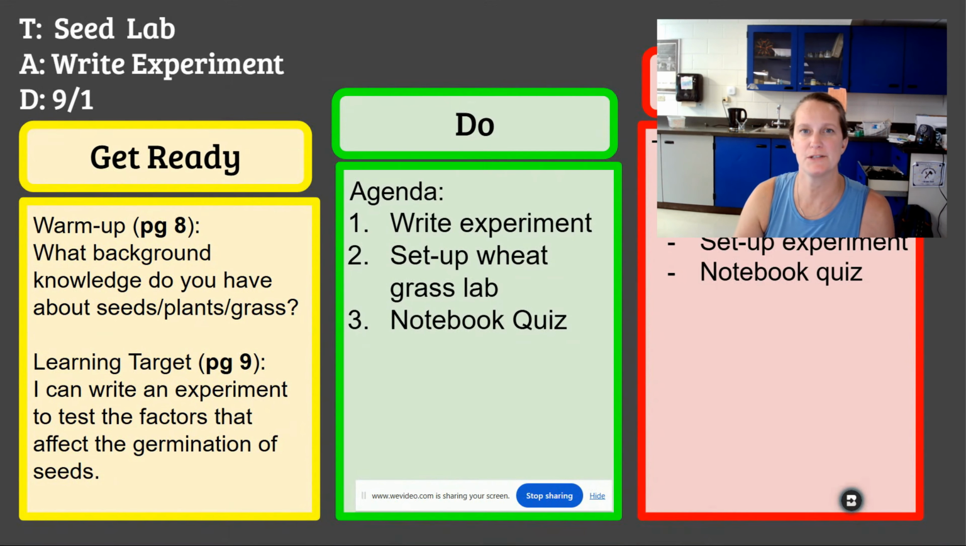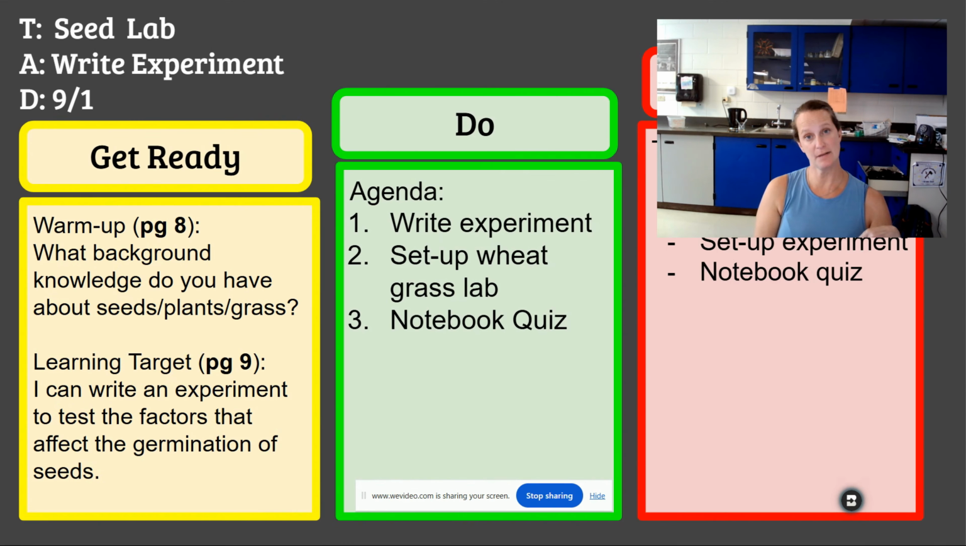Today, what we're going to do is set up our experiment for the grass. So we are going to decide what it is that we are going to change. What's our independent variable going to be? You are going to write up a paragraph telling me what the problem is, how you are changing your independent variable, how you are measuring your dependent variable, what units you are going to use, what things you are going to keep the same, and what you think is going to happen.